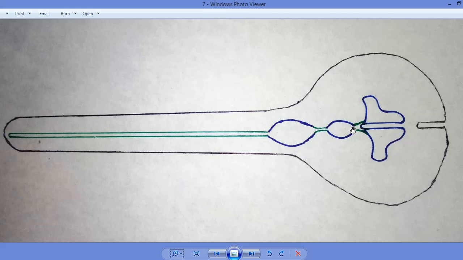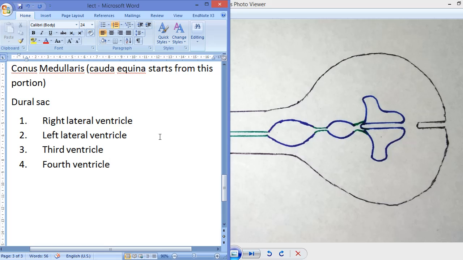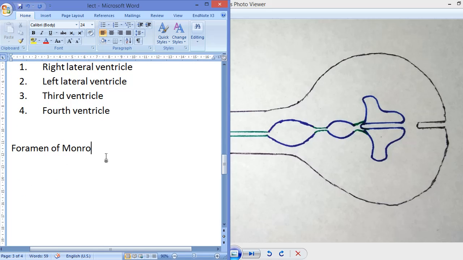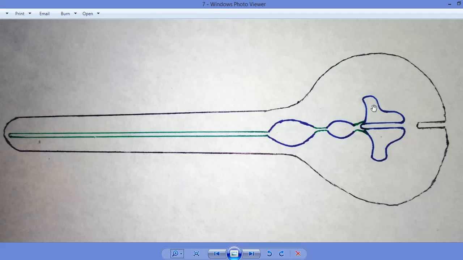These pathways, these holes, these channels are called the foramen of Monro. The foramen of Monro connect the lateral ventricles with the third ventricle. There are two foramen of Monro, this one and this one. These foramen of Monro connect the right and left ventricles of the brain with the third ventricle. This is the third ventricle.